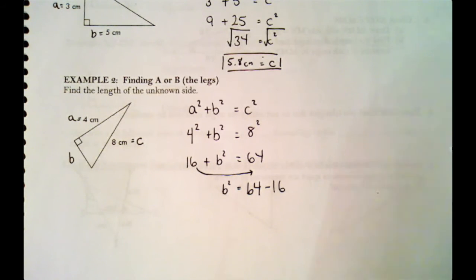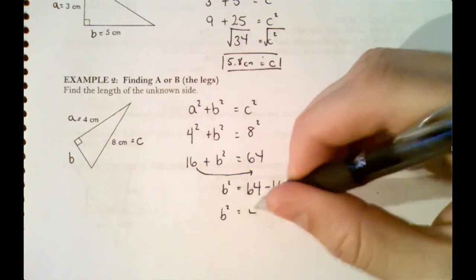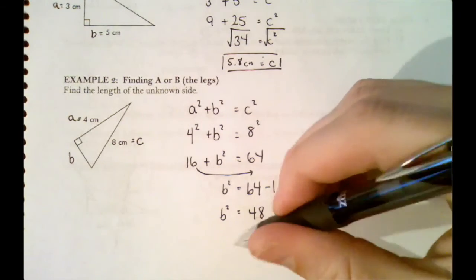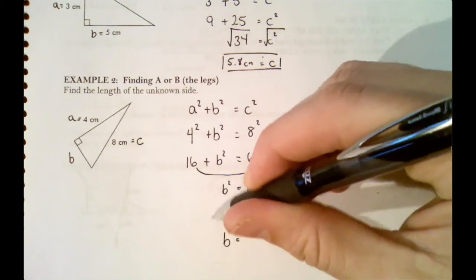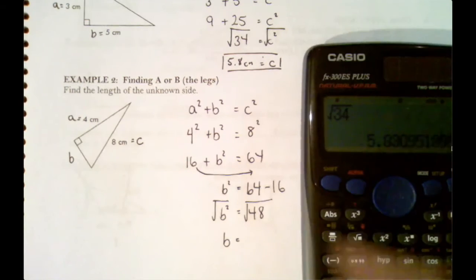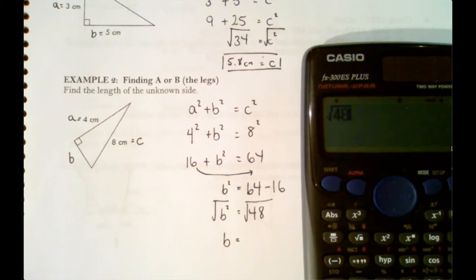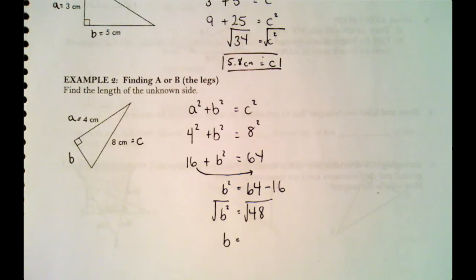And now we can solve for b. b squared is 64 minus 16, which is 48. And our last step of Pythagorean theorem is always going to be to square root, because we want the letter by itself. Square root 48 is 6.9. And we're centimeters again.